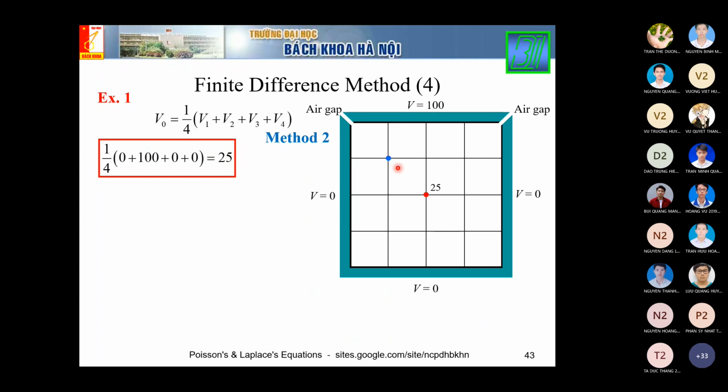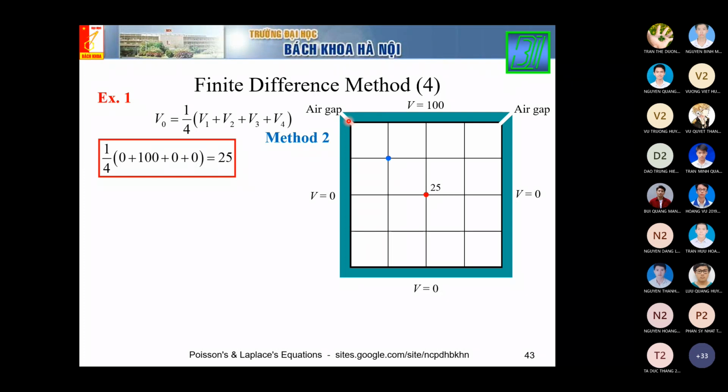For the blue dot here, now we're trying to find its potential. If we apply the diamonds like this, plus this, plus this, plus this, then we need this one and this one, but we do not know so far the potential of this node and this node. So instead of using the diamond, now I have to use the square summation. It will be 0 plus 25 plus 100 plus the potential of the air gap. How can we find the potential of the air gap?